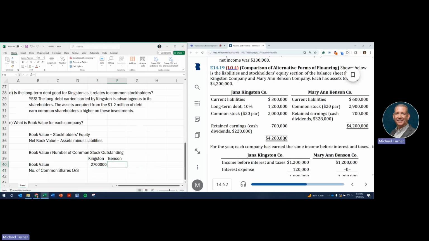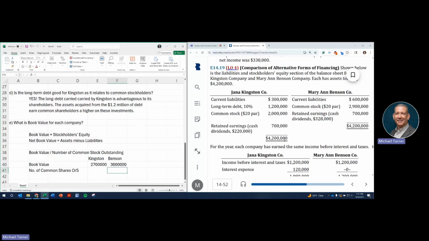For Benson, let's find it on the second line, 36, where we said assets minus liabilities. We know there's 4.2 million of assets, given to us in the problem, plus we know that assets equals liabilities plus equity. And then we want to subtract their liabilities. So Benson's liabilities is only 600,000. So the 4.2 million of assets minus total liabilities of 600,000 means that Benson has 3.6 million of book value.